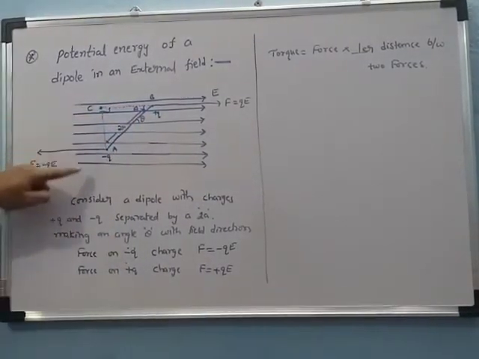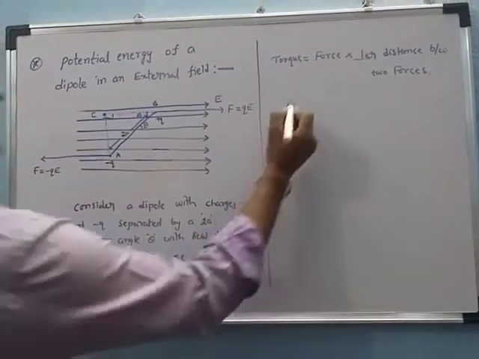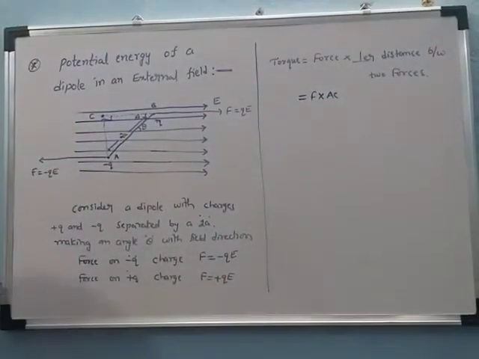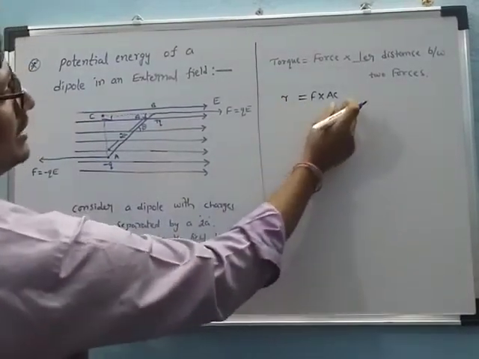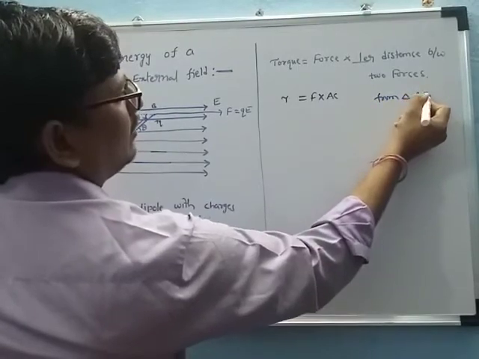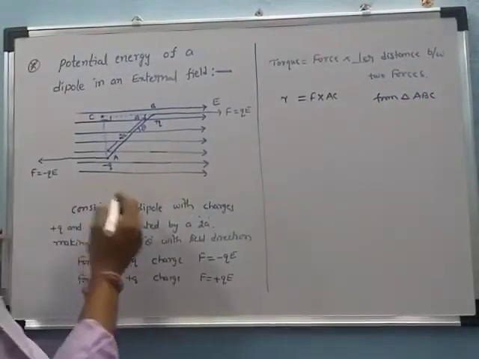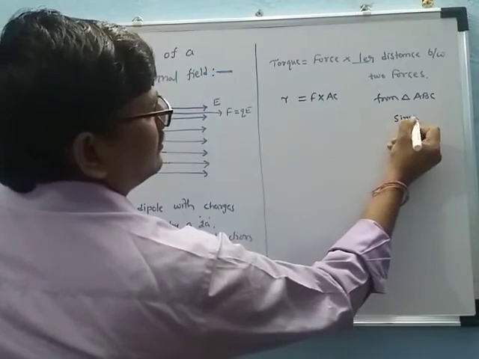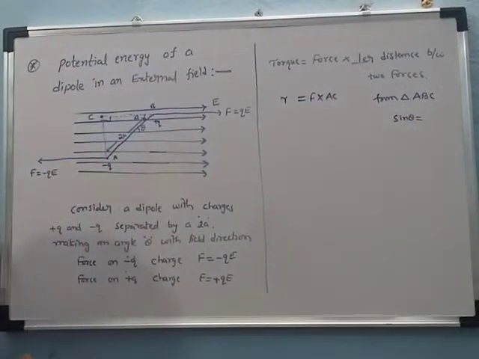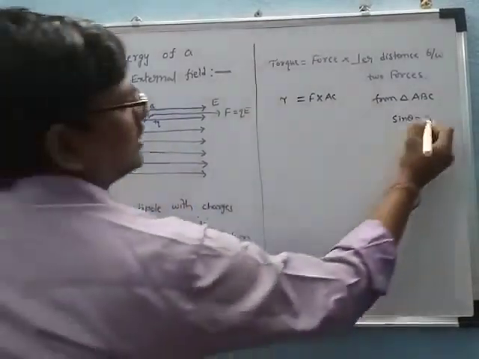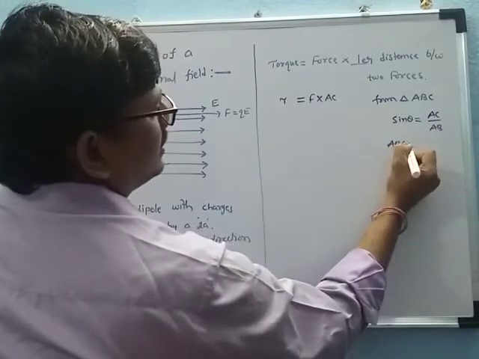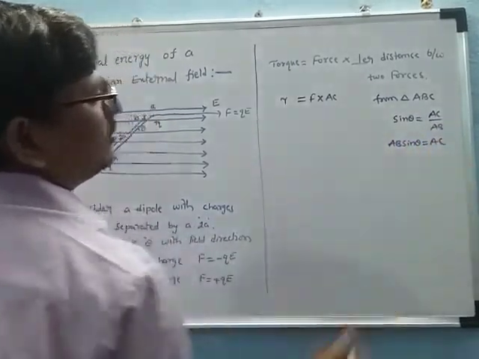So the perpendicular distance is considered as AC. The torque is the force into AC. How much is AC? We can find the AC value using the triangle. From triangle ABC, apply sine theta. Sine theta is opposite by hypotenuse. The opposite is AC, and the hypotenuse is AB. Then by cross multiplication, AB sine theta is equal to AC.